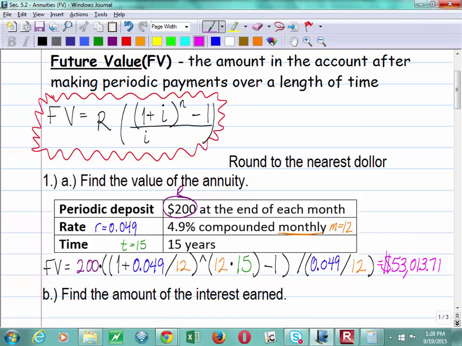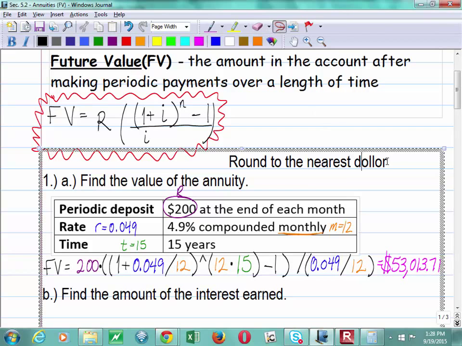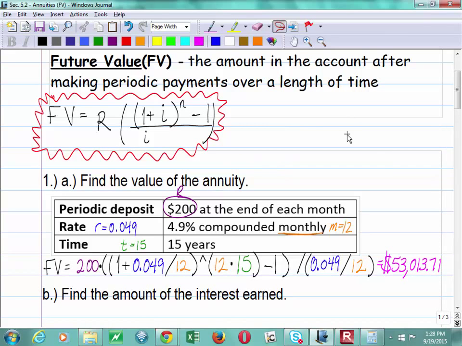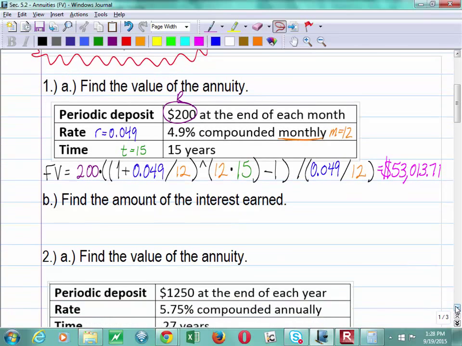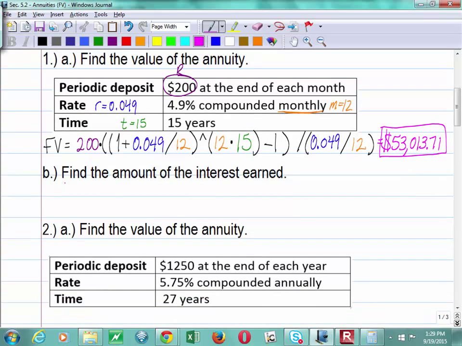And let's see, this says round to the nearest dollar, but your homework actually rounds to the nearest cent. So let's just stick with that, rounding to the nearest cent. That's the total amount that would be in the account. And then to find the amount of the interest that was earned, we would just take that total amount and subtract the total amount that you actually deposited.